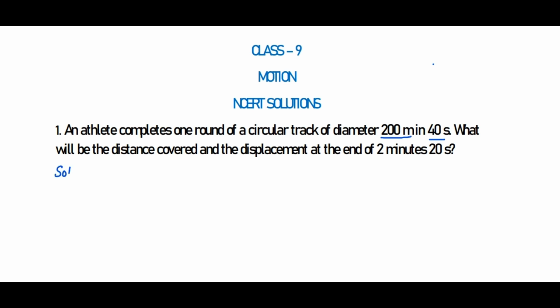According to the data given, we have diameter equal to 200 meter of the circular track. From that, radius is equal to 100 meter. So it is traveling in a circular path of radius 100 meter. How much time it has taken to complete one circular track? It takes 40 seconds.